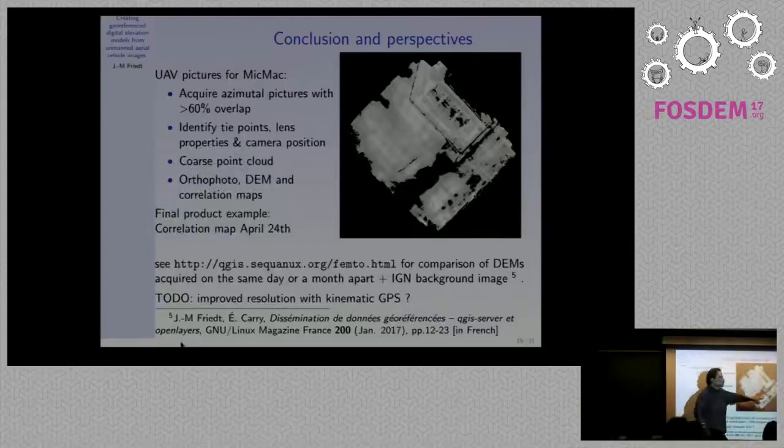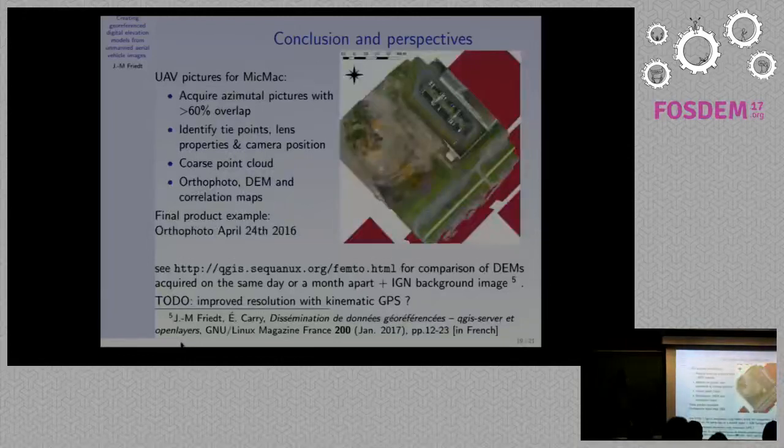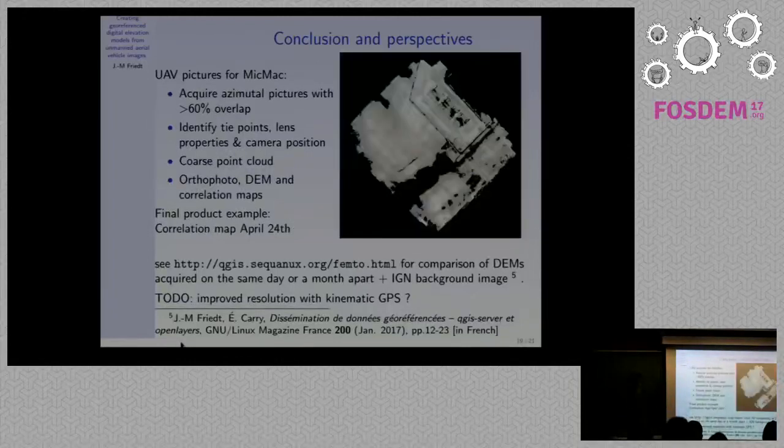So the correlation map tells you that where there is grass, of course, grass has very little relevant features so that MicMac is unable to create a DEM. But on the parking lot and on the soil-covered area, the correlation is very good.